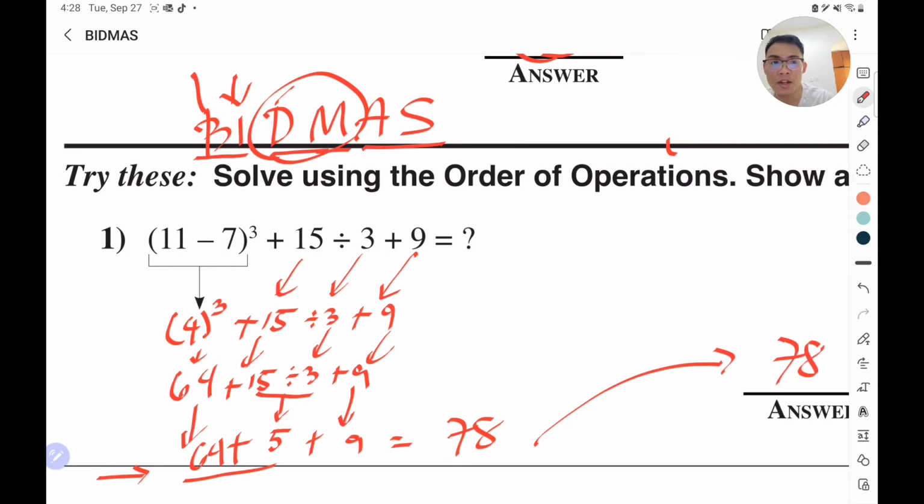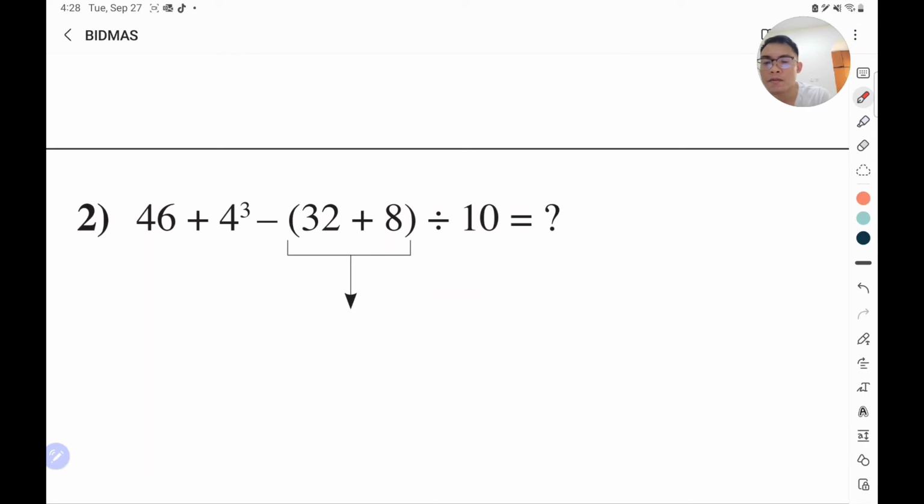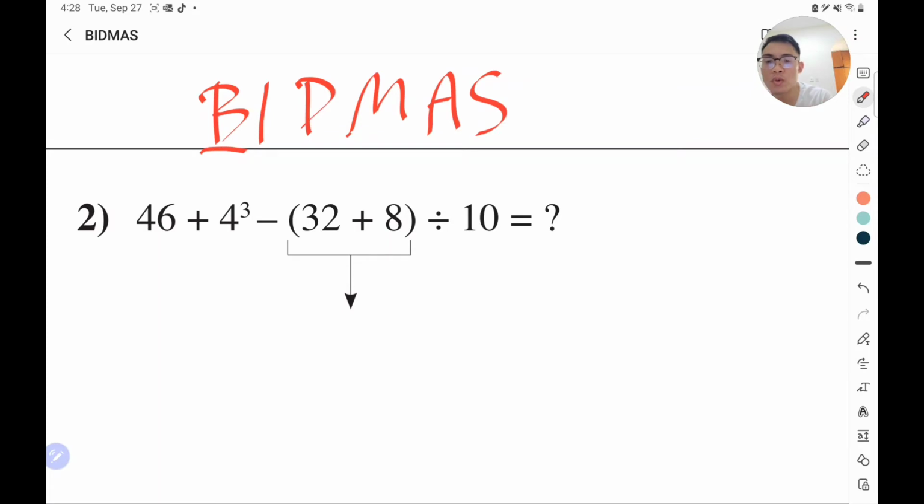All right, let's have another example here. 46 plus 4 cubed minus the quantity of 32 plus 8, divided by 10. What we have to do is BIDMAS, so we need to do the B first, which is the bracket. That becomes 32 plus 8 equal to 40, and then copy everything down. We have 46 plus 4 cubed minus this divided by 10.